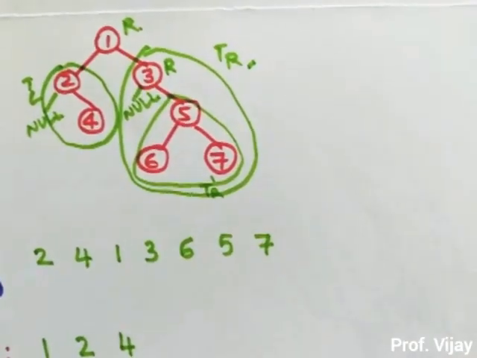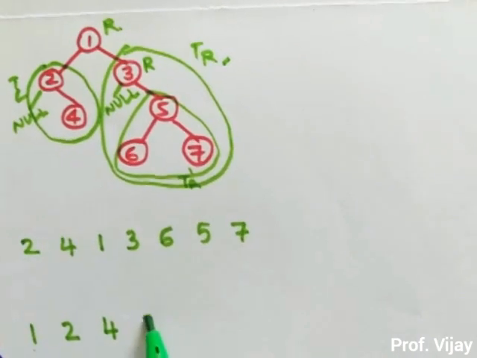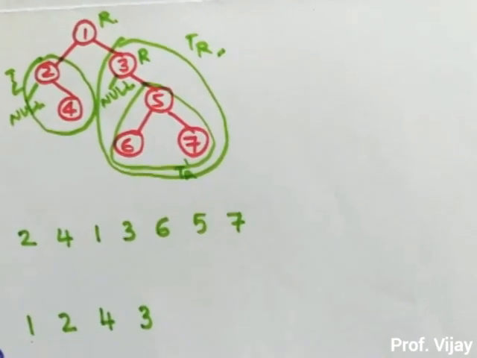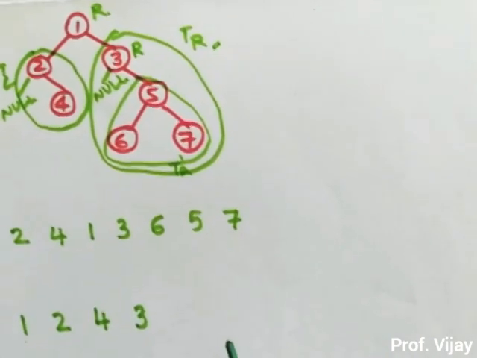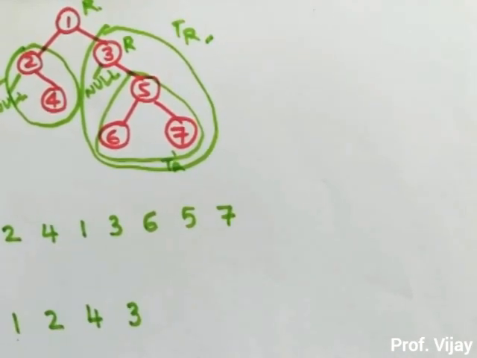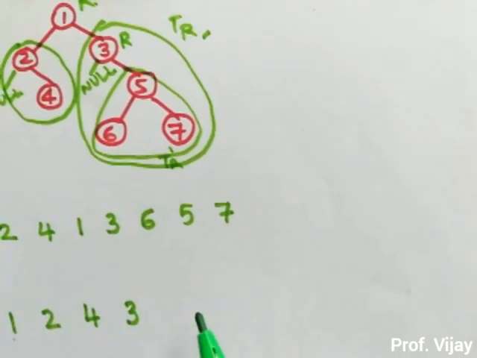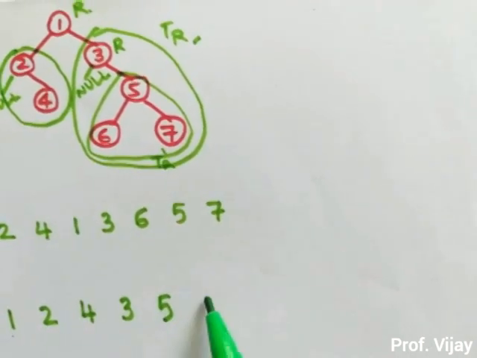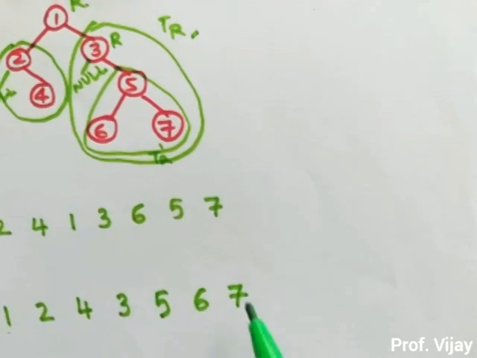In TR again we have root 3, you visit it, and come to TL, it is null, nothing to print, and come to TR. In this TR we have 3 nodes, 5 as the root, 6 as TL, and 7 as TR. Visit root 5, TL 6, TR 7.